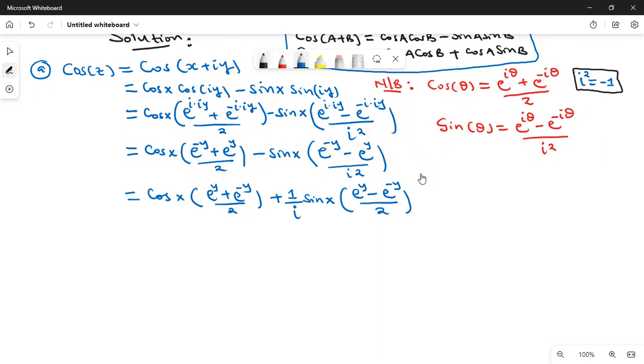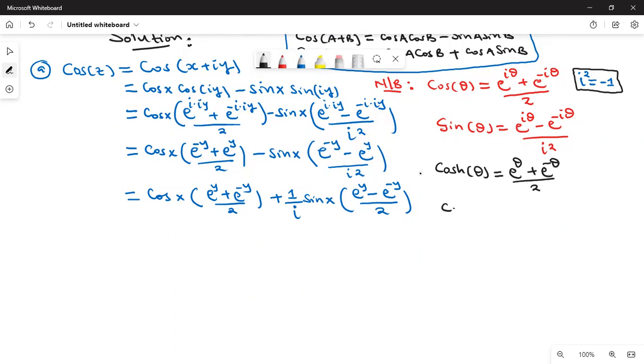I also want us to take note that when we write hyperbolic cosine of theta, it is the same as exponential theta plus exponential negative theta over 2.